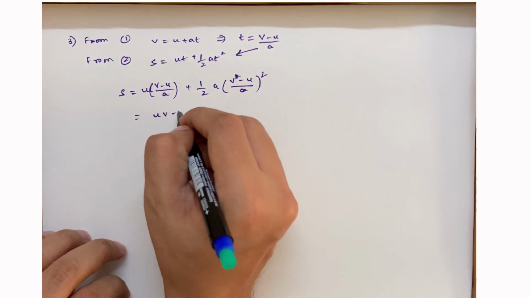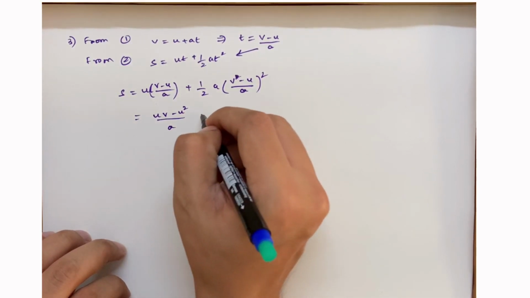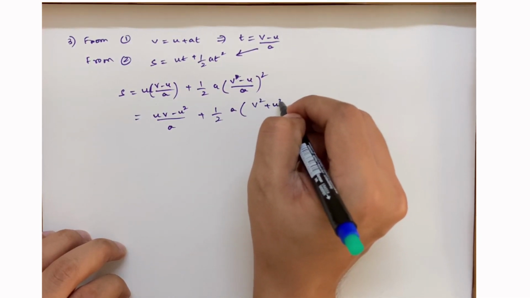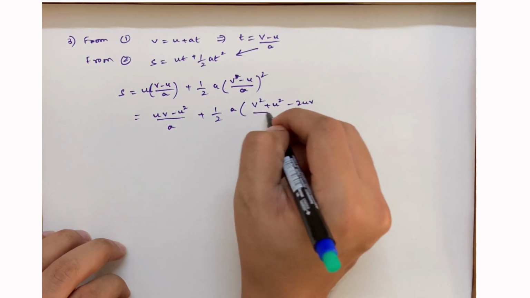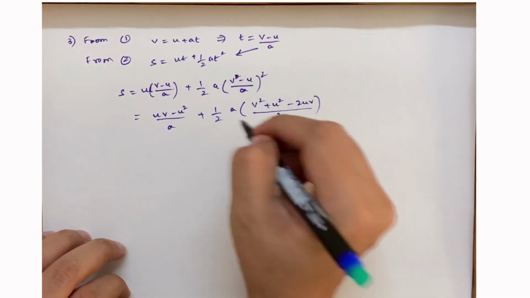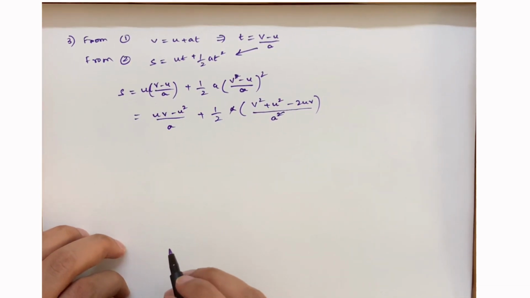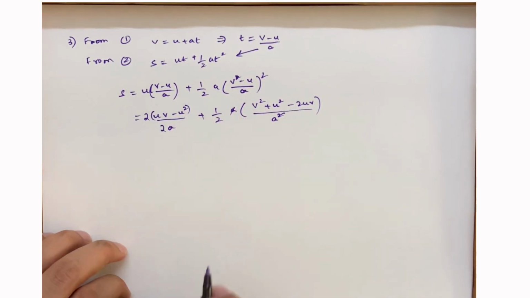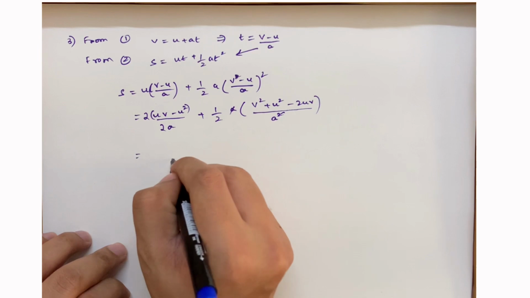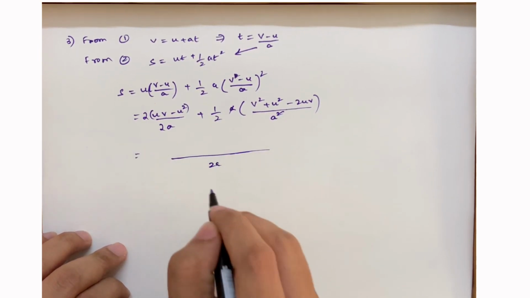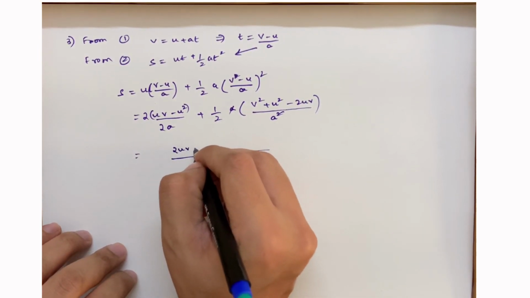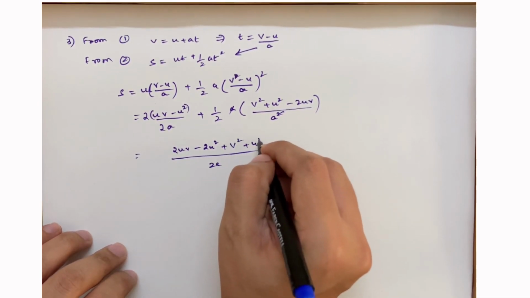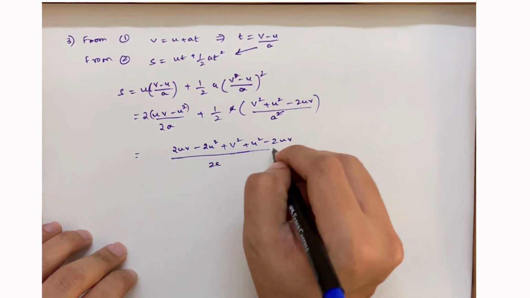So it is going to be UV minus U square divided by A plus half into A into V square plus U square minus 2UV divided by A square. So A and A will get cancelled. Multiplying this equation with 2 and dividing with 2, the LCM will become 2A. So when you take the LCM as 2A, it is going to be 2UV minus 2U square plus V square plus U square minus 2UV.